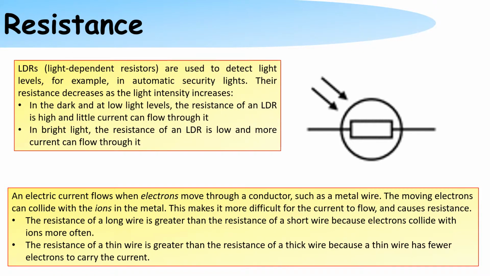Light-dependent resistors are used to detect light levels, for example in automatic security lights. Their resistance decreases as the light intensity increases. So, in the dark or at low light levels, the resistance of an LDR is high and little current can flow through it. In bright light, the resistance of an LDR is low and more current can flow through it. This causes the current to increase at lower levels, which turns on the light.